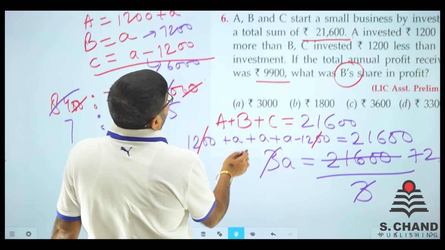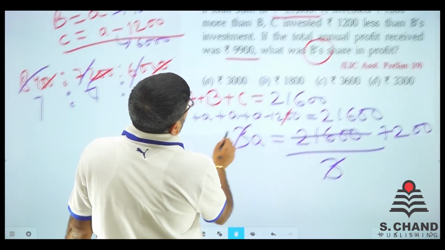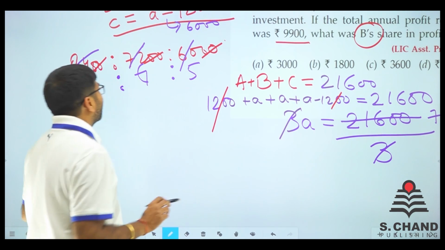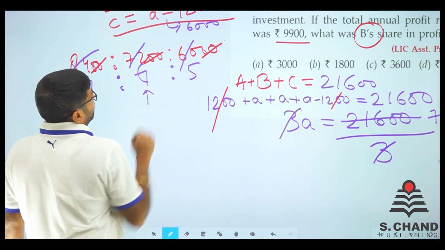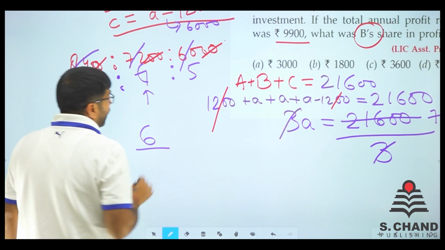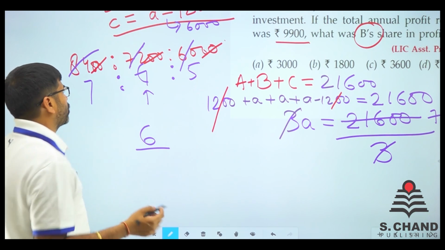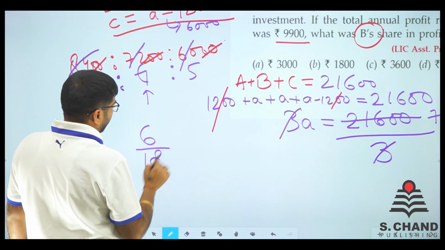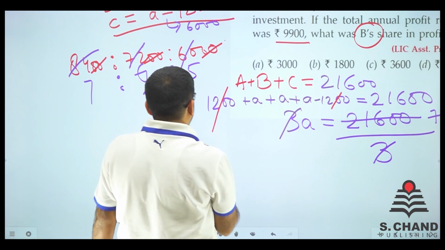Now, it is given that the total annual profit received is 9,900. So what is B's share? First thing, what is B's portion? B's portion is 6. So it is 6 divided by the total portion. What is the total portion? 6 and 5 is 11, and 7 makes 18. And the total amount is 9,900.